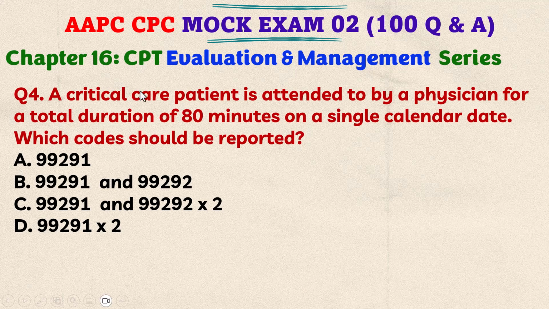Question number 4. A critical care patient is attended to by a physician for a total duration of 80 minutes on a single calendar date. Which code should be reported? So there are 4 answers available. Take your CPT code book and find the answer. So here you have to highlight this is a critical care patient and duration of care is 80 minutes. Once you look at the answers, all answers are adjacent codes, so you can use the elimination method.